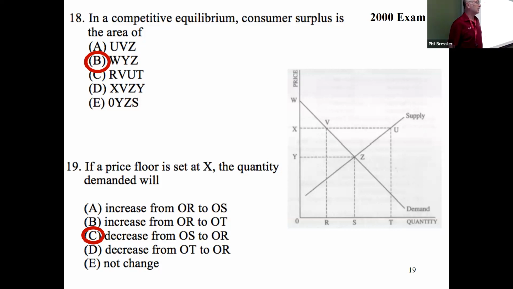Any other questions? Good questions. Yes. If there was a made up letter, and the price floor was set at where T intersects, so there's a price floor down here, is it binding? No, it's below the equilibrium. A price floor has to be above the equilibrium, okay?